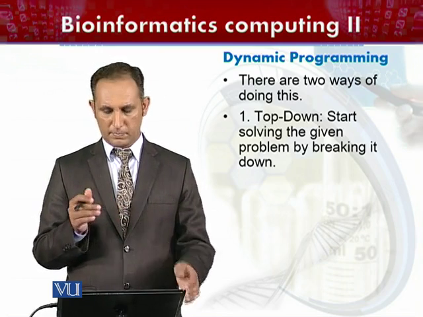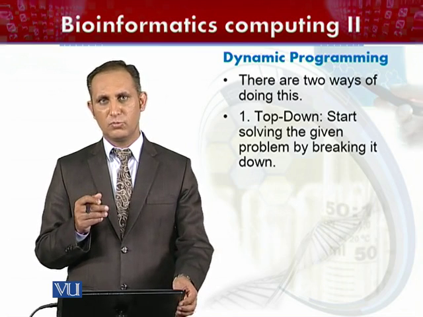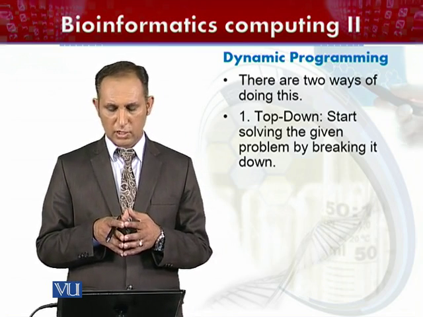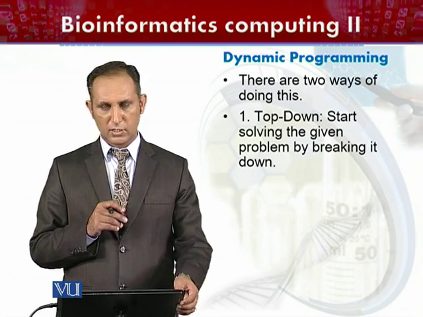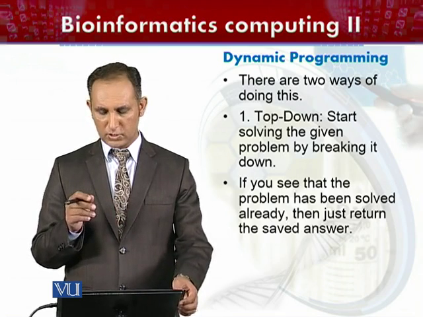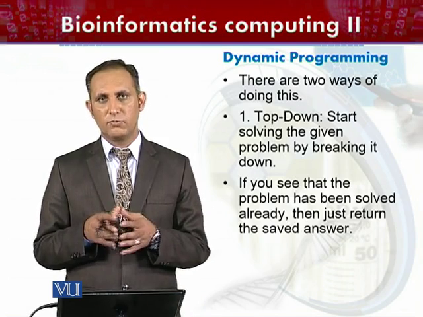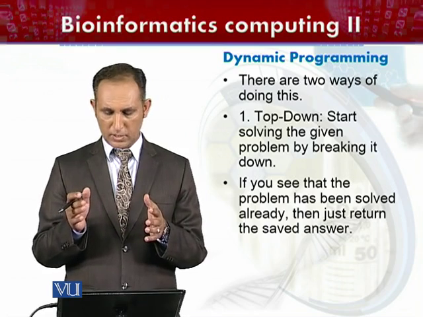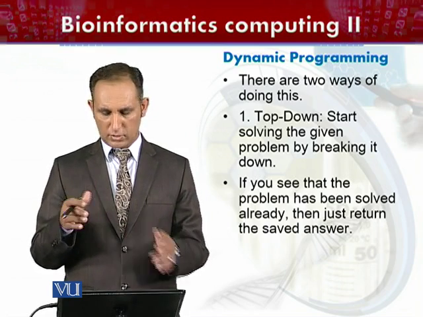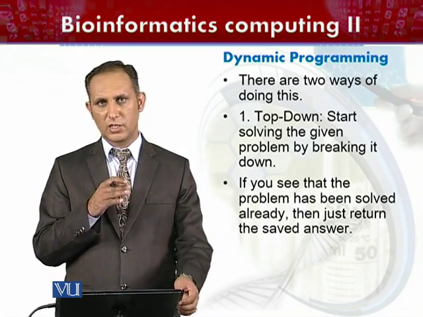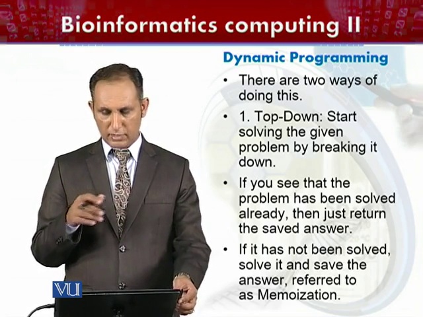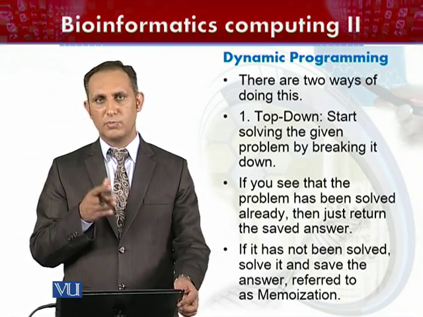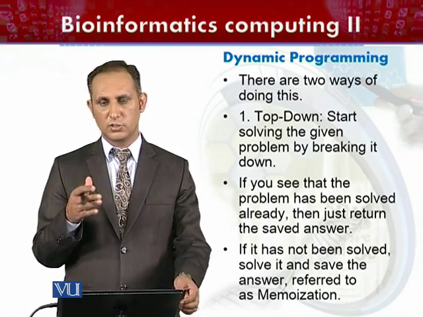It can be achieved by two methods. One method is a top-down method and the other one is a bottom-up approach. In top-down method, you have to start solving a given problem by breaking it down into sub-problems and simple problems. If you break down the big problem into smaller problems and you see that the problem has been solved already, you just return the previous answer to that sub-problem. And if not been solved, then you have to solve that sub-problem and memorize that in your memory. This approach is called memoization.